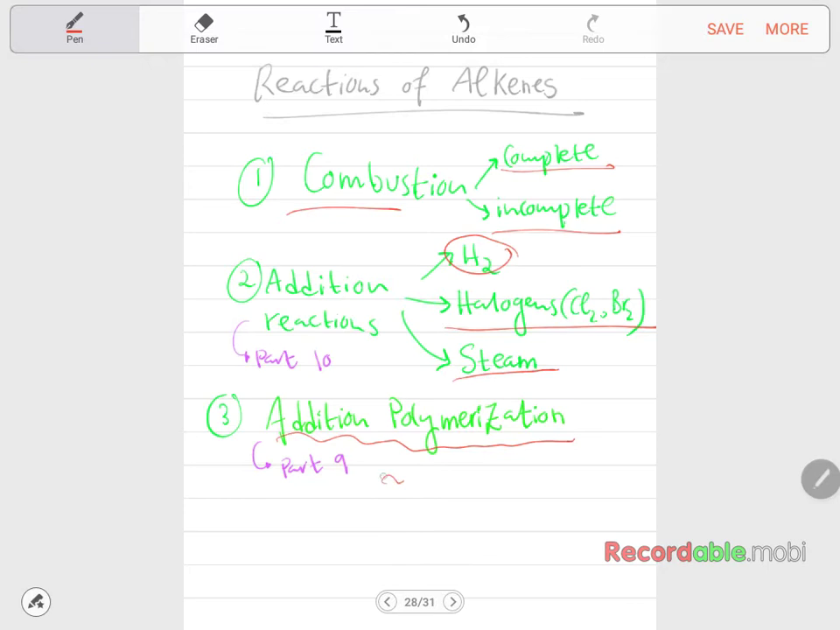Anyways, the addition polymerization is going to be discussed in part number 9, and addition reactions will be discussed in part number 10. The addition polymerization will be really a short video. I'm hoping to upload it along with part number 8 or shortly after.